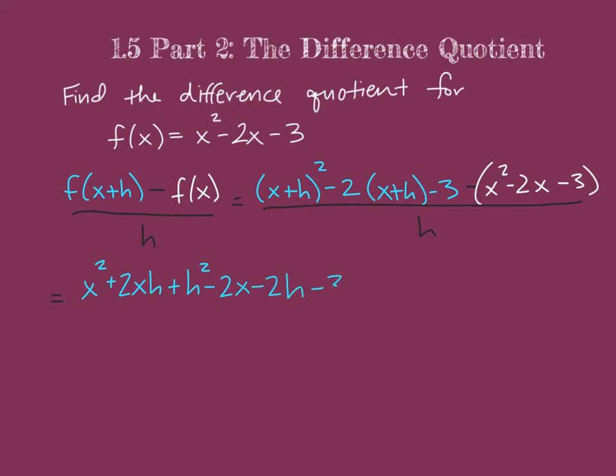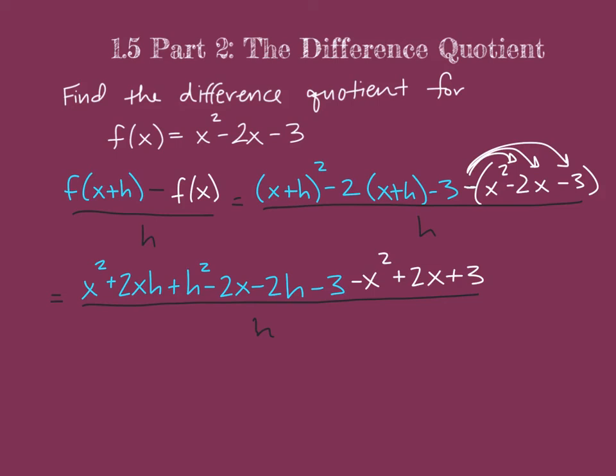And then we have the minus 3. All right, then we're going to distribute our minus sign through. So we'll have minus x squared plus 2x plus 3. So be careful here. We're distributing this minus sign through. And then this will be all over h.